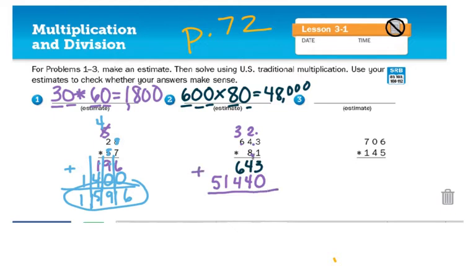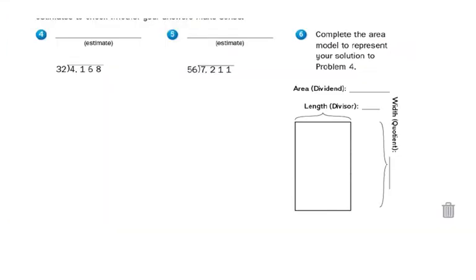I'm lining up my numbers nice and neat in columns according to place value, so it's easy to add. 3 plus 0 is 3. 4 plus 4 is 8. 6 plus 4 is 10. Carry my 1. 1 plus 1 is 2. And then put down my 5. 52,083. We're going to skip number 3 for now.